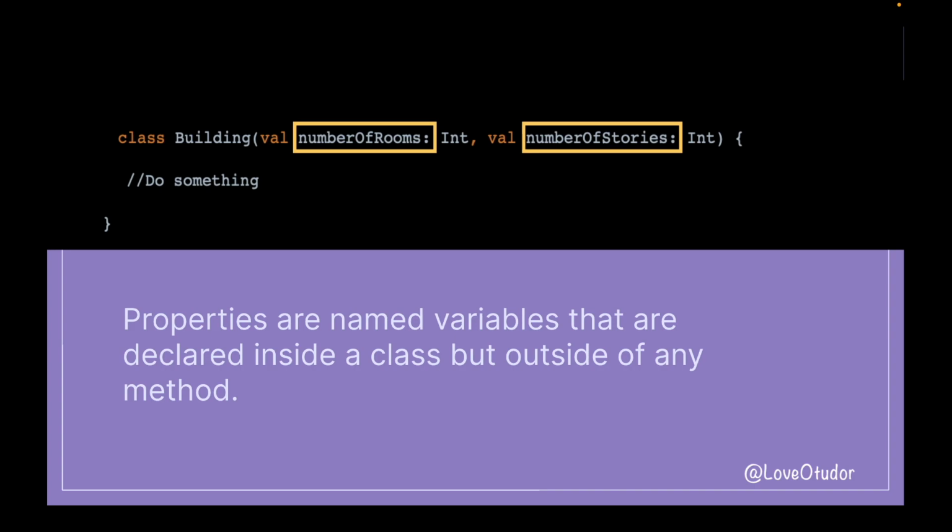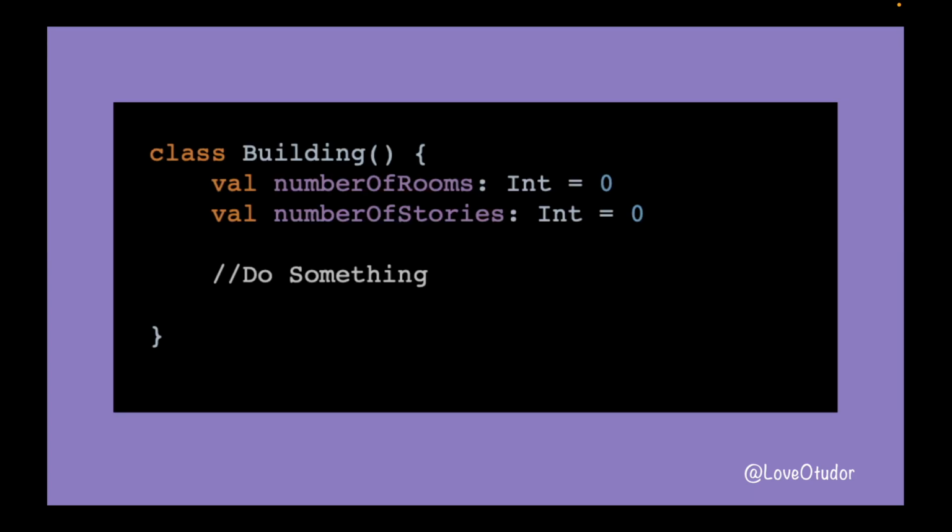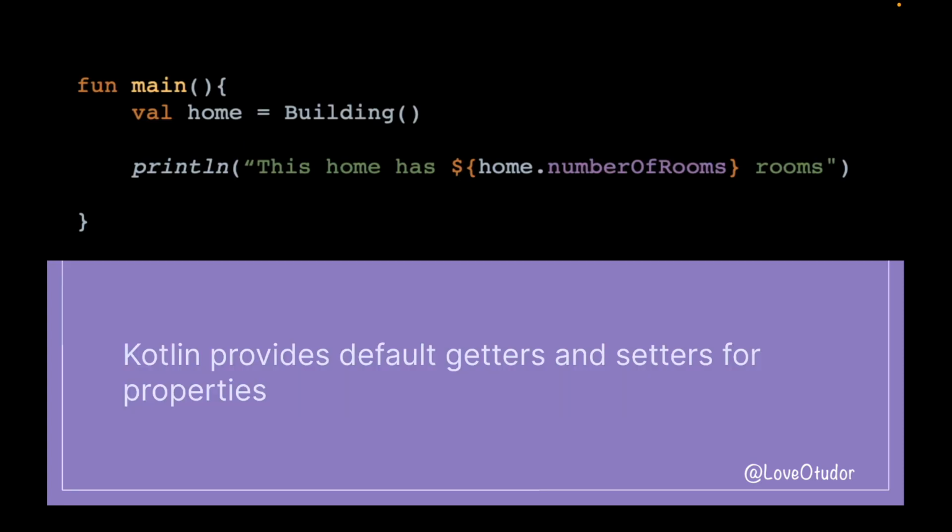Properties can be initialized inside the primary constructor of the class, like you see here, or within the body of a class, but outside of any method. Kotlin provides defaults, getters, and setters for properties. This means that you do not need to explicitly define a getter and setter for a property unless you need to customize the behavior of that property.